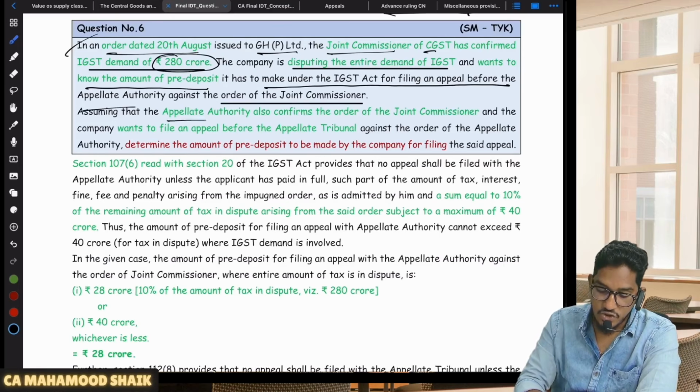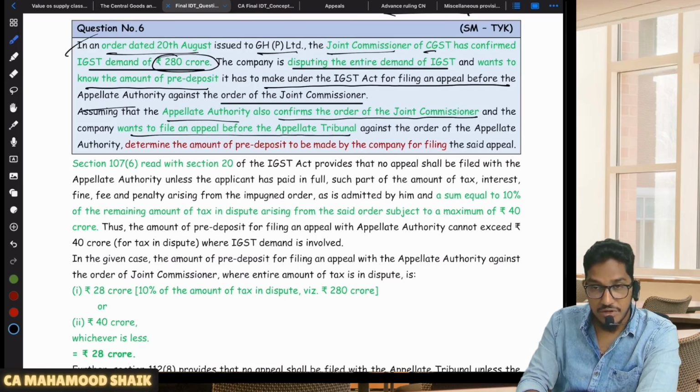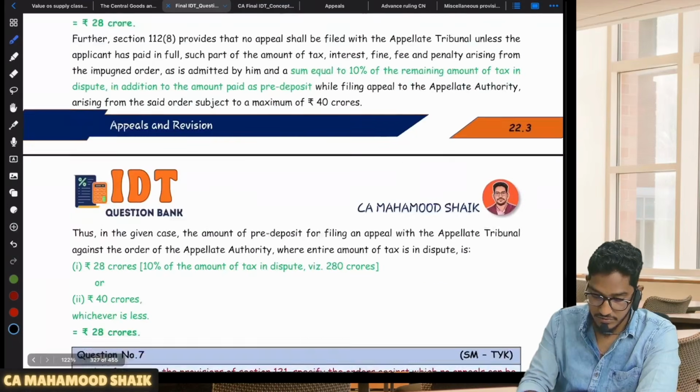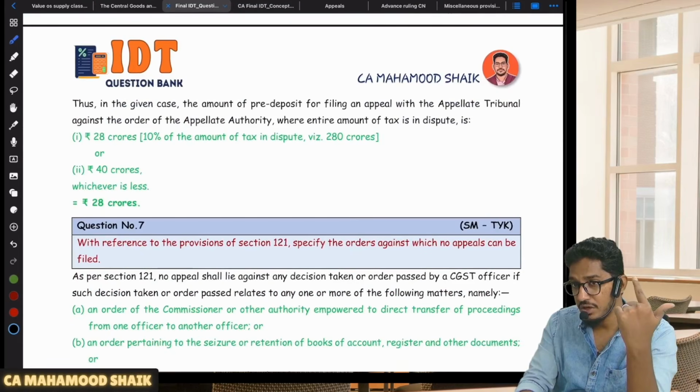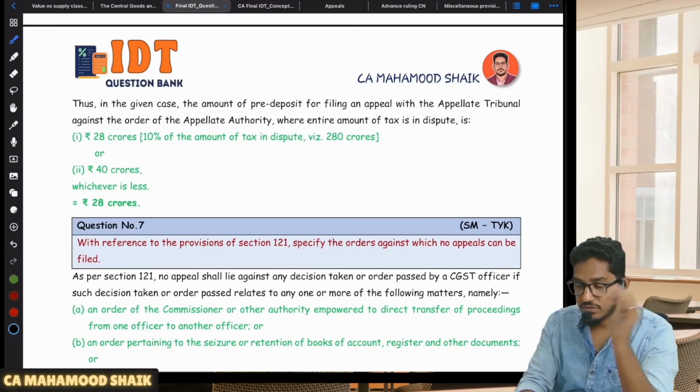Next. Assuming that the appellate authority also confirms the order of the Joint Commissioner and the company wants to file an appeal before the appellate tribunal, then also they are required to make a deposit? Yes. How much deposit? Same, 10%. 28 crores only will come here. So 2 times. Sir, I have already made a deposit at the time of appellate authority. Should I do it once again for appellate tribunal? Yes, you are required to do it.